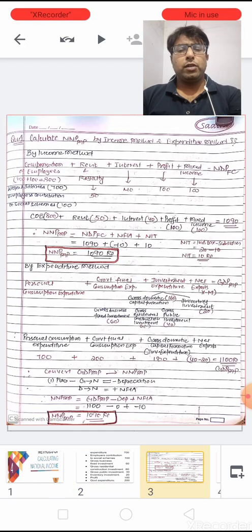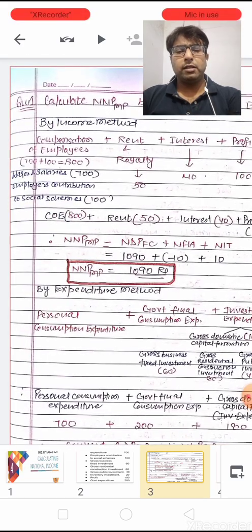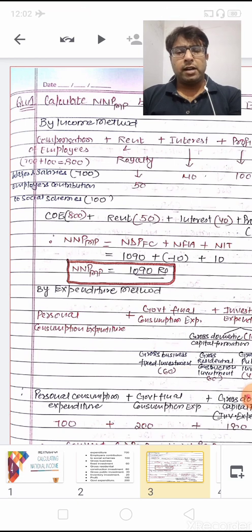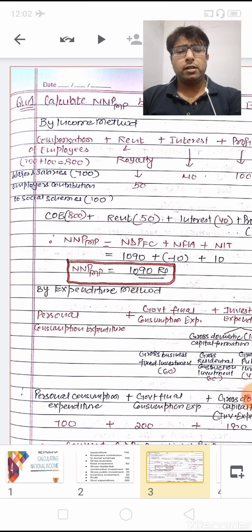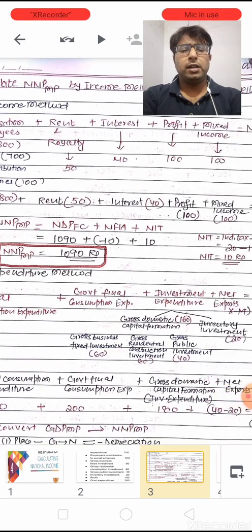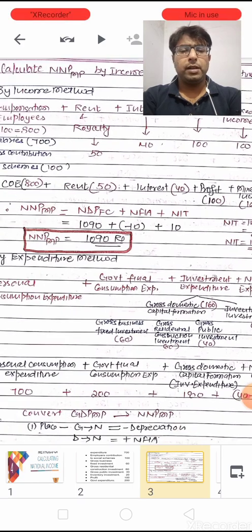First we have to calculate NNP by income method. So children, when we are going to solve it by the income method, we will write the components, or you can say the formula of estimating the national income by income method. The first is compensation of employees, rent and royalty, interest, profit, mixed income. When we are adding all these components, we will get directly the value of NDPFC.